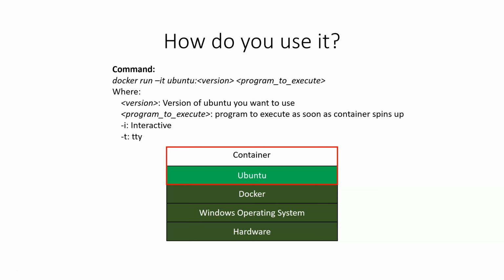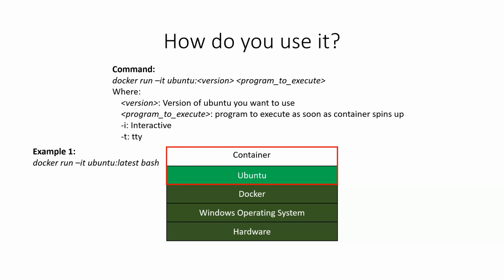The command you need to run to get access to the Ubuntu bash shell is docker run -it ubuntu : the version of Ubuntu that you want, and then the program that you want to execute that's inside of the Ubuntu container. The -i just means you intend on interacting with the container, and the -t just means that the container will receive input from your keyboard and the container will push out output text from the container to the shell you're in.